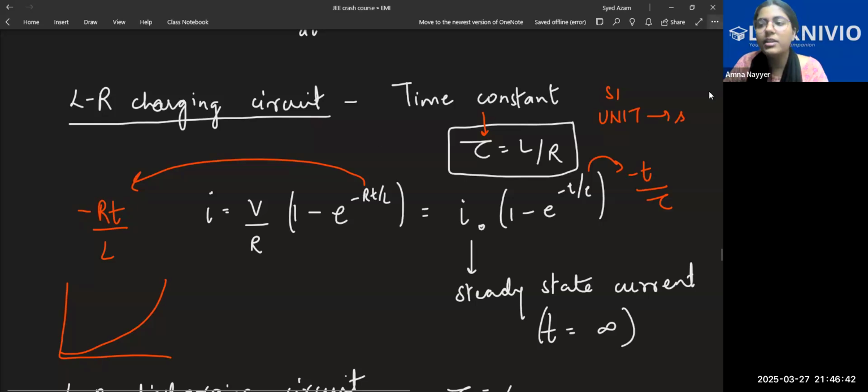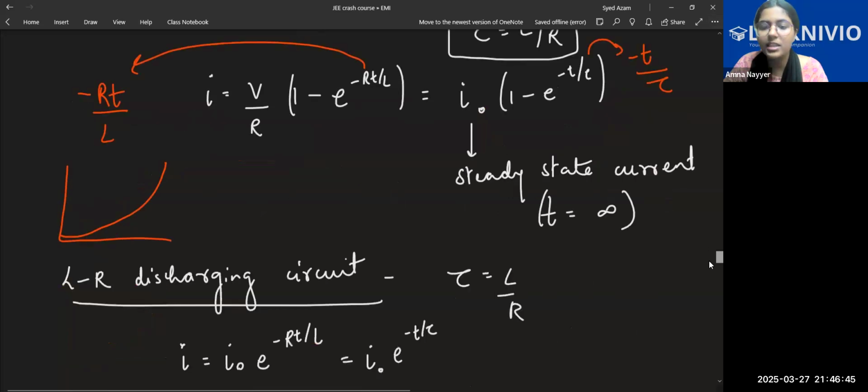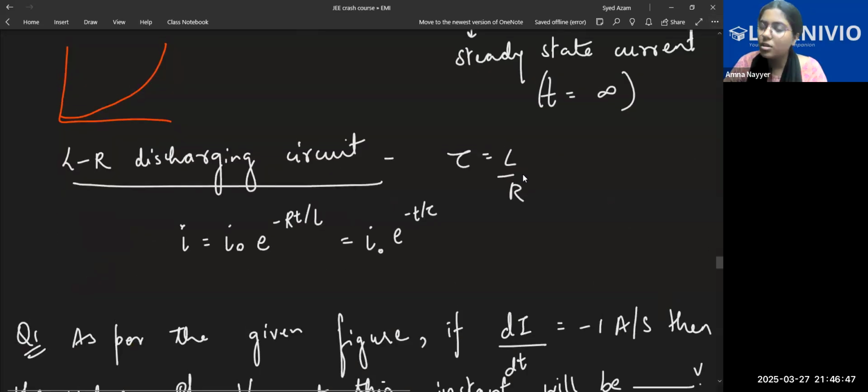Then similarly, you have the discharging condition also, when the circuit is discharged. So the time constant will remain the same. Don't be confused with torque. This is not torque. The symbol is the same. This is time only. Unit is seconds. For discharging, that 1 minus goes off. So e to the power minus R t by L. R by L can be written as 1 by tau. So minus t by tau. So these equations are easy to remember.